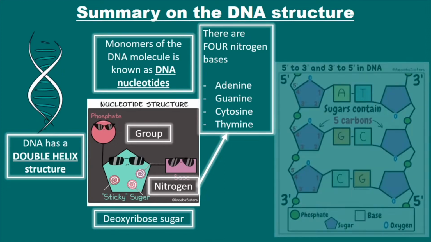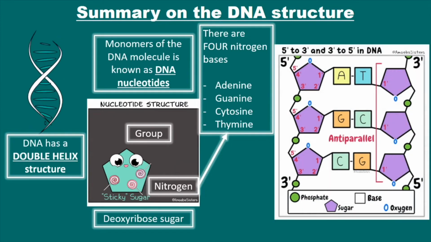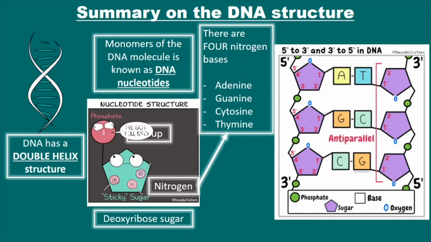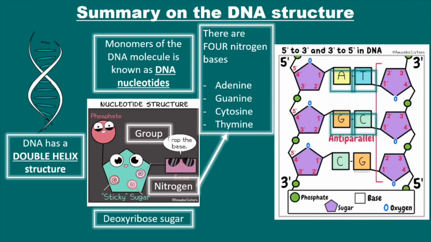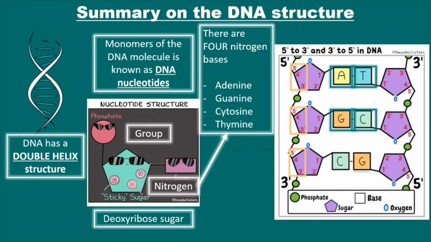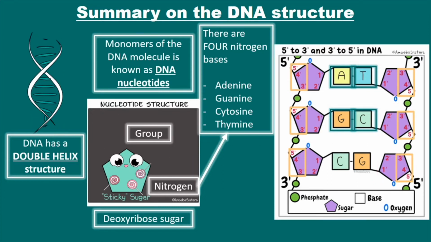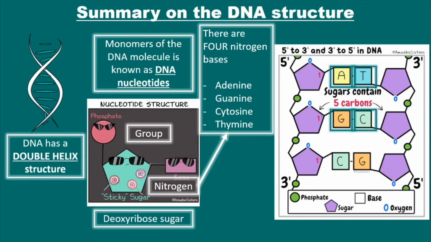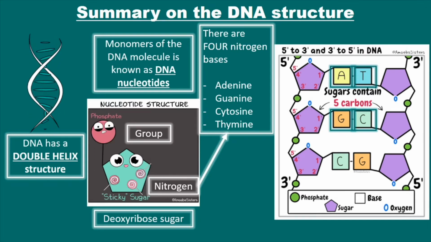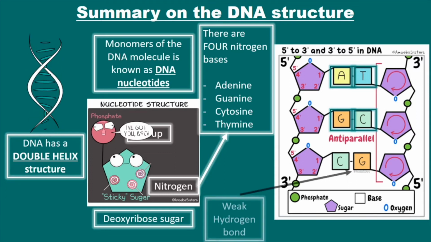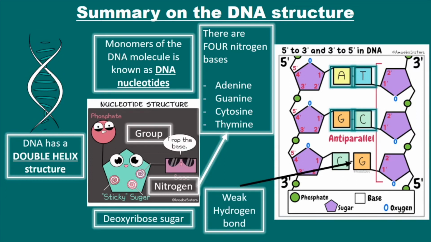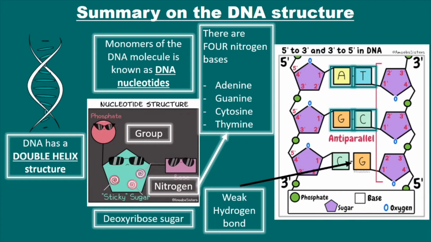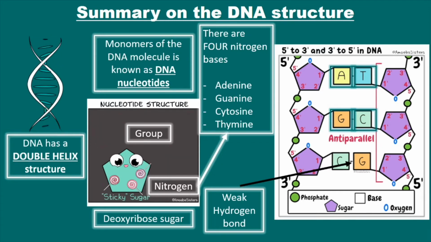In a DNA molecule, we have nitrogen base pairing that takes place. During base pairing, adenine will always form a bond with thymine and guanine will form a bond with cytosine. That is what a nitrogen base pair is, so that we can form a double-stranded molecule. The bond that forms between these nitrogen bases is known as a weak hydrogen bond.